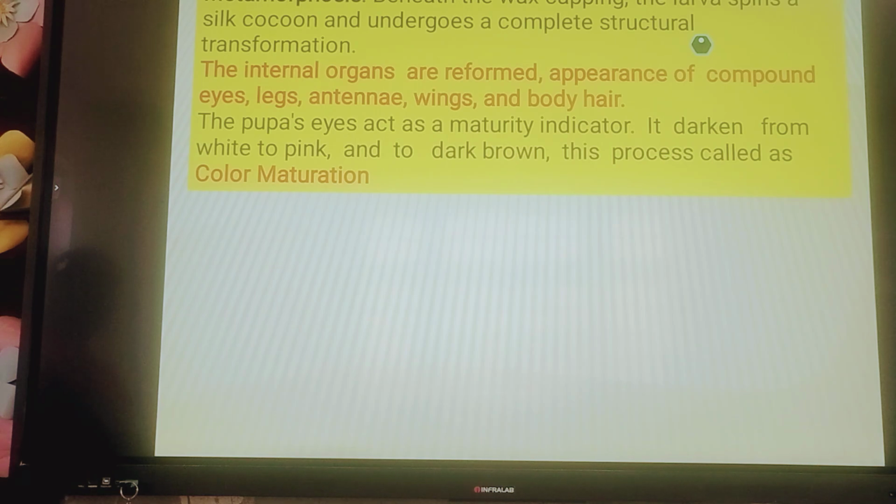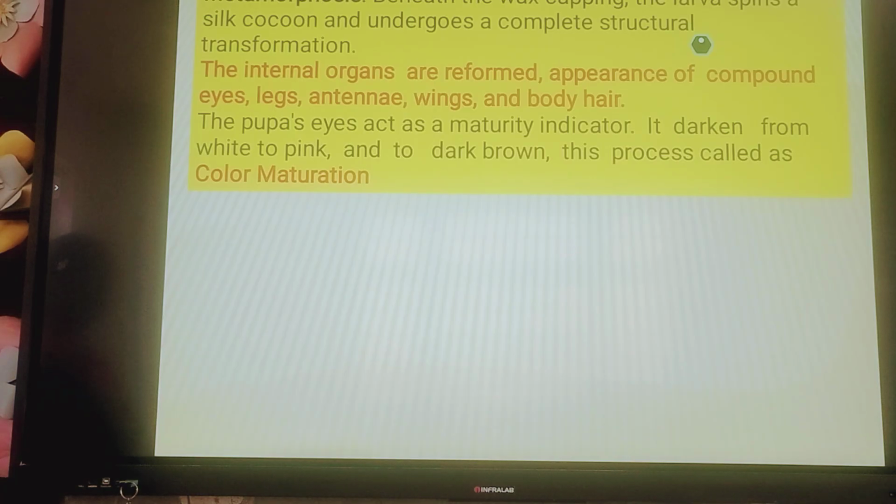Then the pupa stage, day 10. Beneath the wax capping, the larva spins a silk cocoon and undergoes a complete structural transformation, that is, metamorphosis. Internal organs are reformed, compound eyes are formed, and legs, antennae, wings and body hair appear.